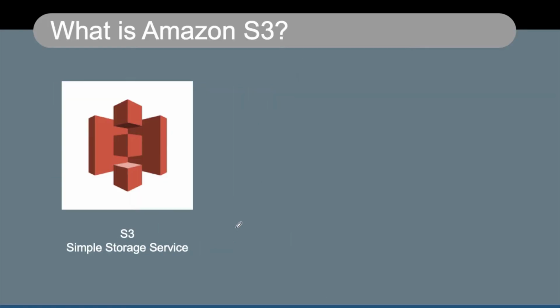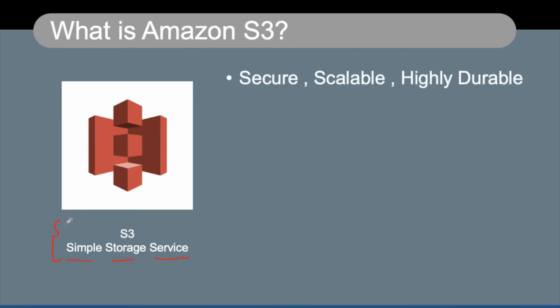So let us understand what is Amazon S3. S3, which is typically called Simple Storage Service, is basically a simple object-based storage. S3 is a secure, scalable and highly durable storage service. It is object-based storage, so you cannot use it for installing operating system images and some other limitations, but you can store anything else other than the operating system images and a few other things.